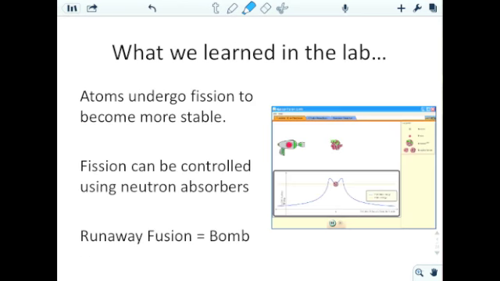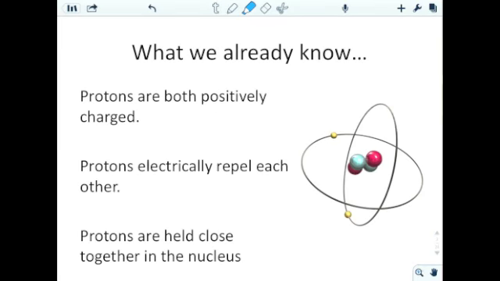So what we already know is that protons are positively charged, that protons electrically repel each other, and that protons are held close together by the nucleus. In this atom here, we see one proton here and one proton there, and they're both positively charged. They don't like each other, but they're held together in the nucleus.